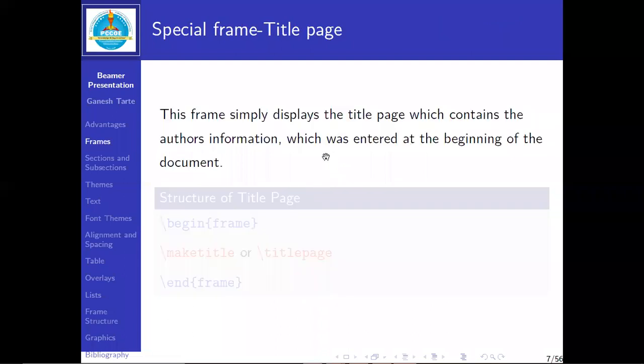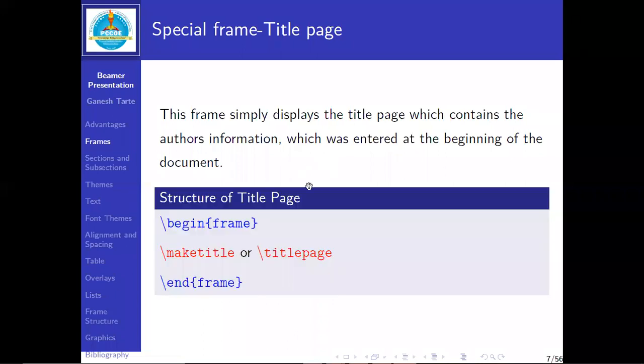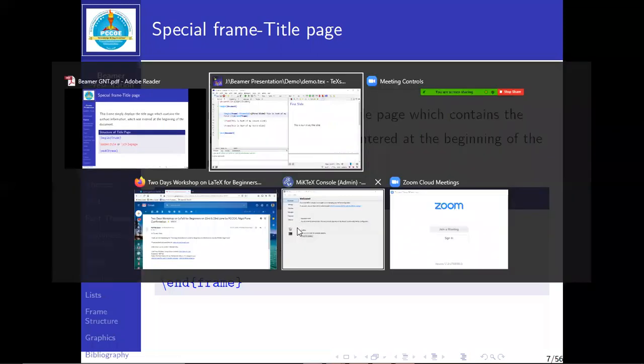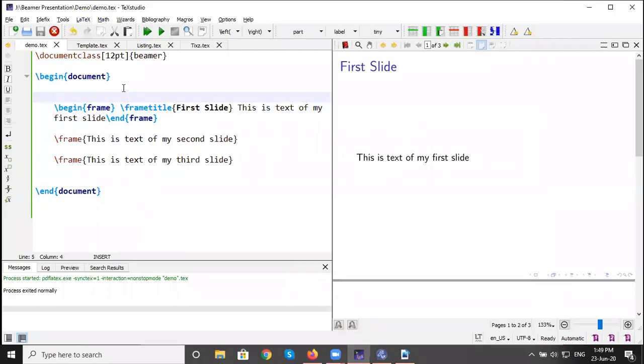So whatever you want to display on the title page, you have to add that in the preamble. The structure for this title page is, firstly make a frame, and inside that frame just add the command either \maketitle or \titlepage.